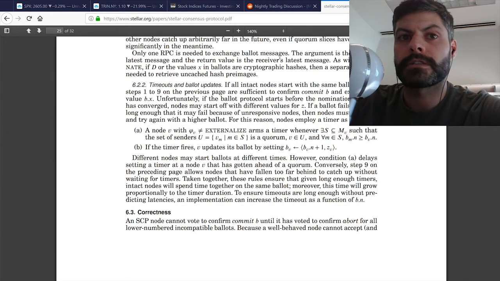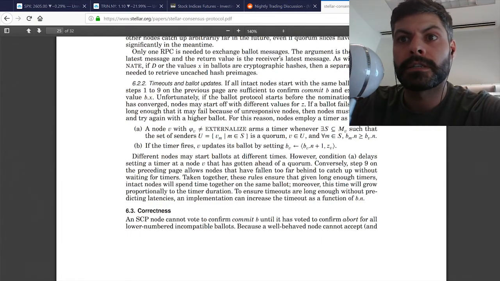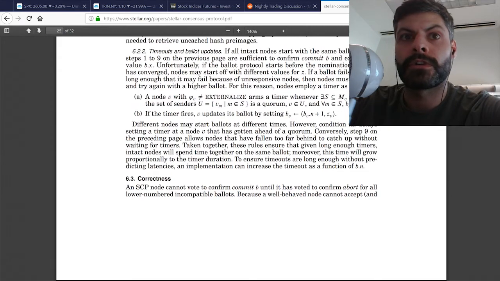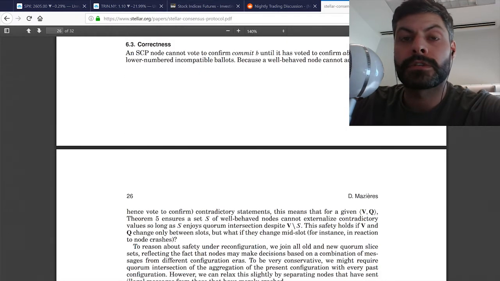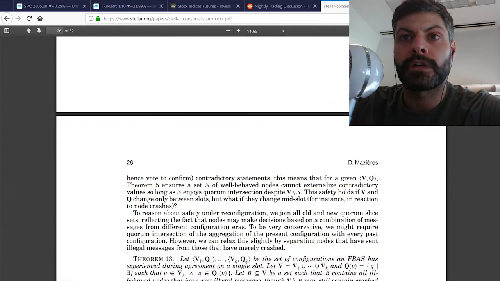6.3 Correctness. An SCP node cannot vote to confirm commit B until it has voted to confirm abort for all lower numbered incompatible ballots. Because a well-behaved node cannot accept, and hence vote to confirm, contradictory statements, this means that for a given tuple VQ, Theorem 5 ensures that a set S of well-behaved nodes cannot externalize contradictory values so long as S enjoys quorum intersection despite V, as a set difference of S.